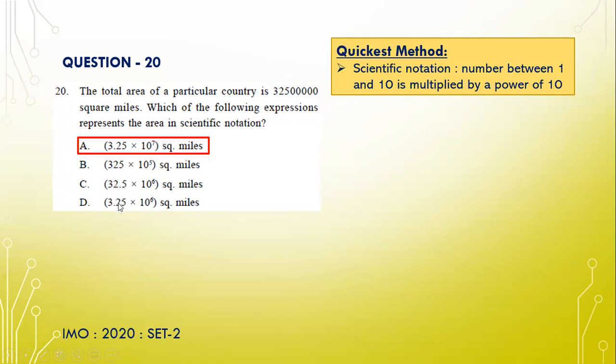This option is wrong because it should be 3.25 into 10 raised to 7, isn't it? Because how many digits after the point? If you have the point here, how many digits?